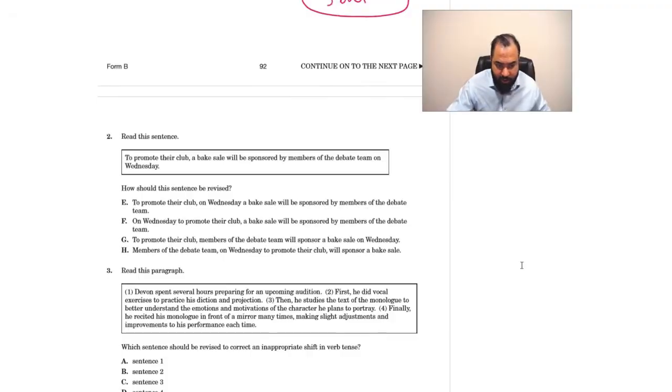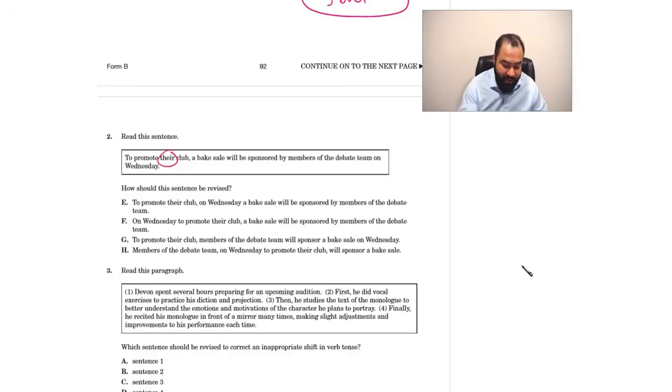Number 2 says, to promote their club. It's a problem with the construction, guys. Let's see if you can figure it out. Like the construction we did, the book is on the bed that I borrowed from the library, how it was so wrong. This is also pretty wrong. Look at this. To promote their club. So who are these they? Right? You have to explain it right after this.